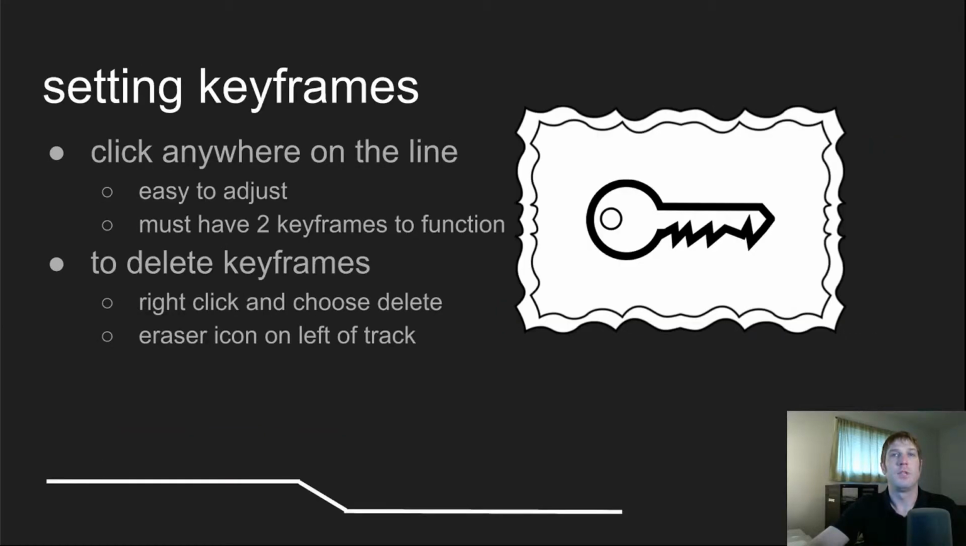To set a keyframe, click anywhere on the line. They're easy to adjust, and you must have at least 2 to function. If you want to delete keyframes, right-click and choose Delete. Or there's an eraser icon all the way in the left column. Click on that and it will delete all keyframes.